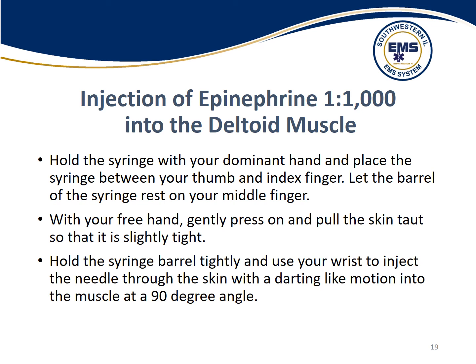Injection of epinephrine 1 to 1000 into the deltoid muscle. Hold the syringe with your dominant hand and place the syringe between your thumb and index finger. Let the barrel of the syringe rest on your middle finger. With your free hand, gently press on and pull the skin taut so that it is slightly tight. Hold the syringe barrel tightly and use your wrist to inject the needle through the skin with a darting-like motion into the muscle at a 90-degree angle.